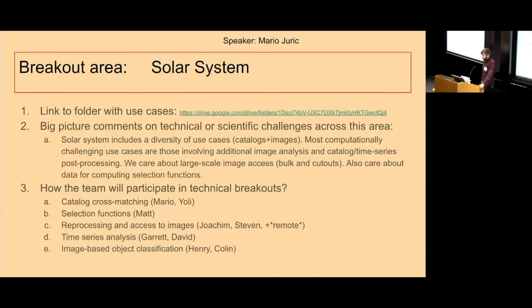We also care about selection functions a lot, because all of the population studies depend on knowing very well what the LSST could have detected. So there was a lot of discussion about what is exactly going to be measured and how those data are going to be available. In essence, we need the kind of data that tell us that at this pixel, could LSST have detected a point source and down to what magnitude, and then we can convert that into selection functions for moving object detections. So in terms of technical breakouts, we care about almost all of them.